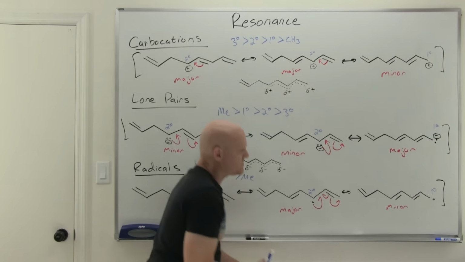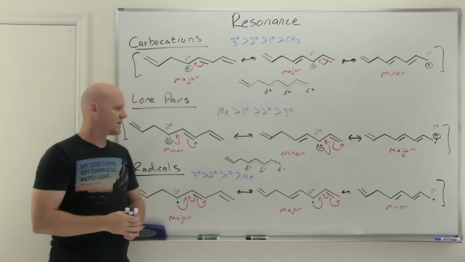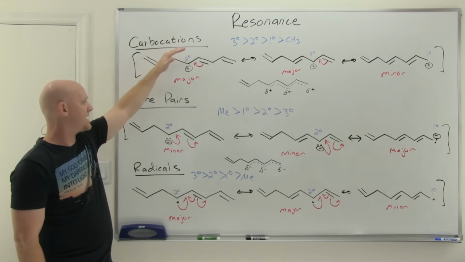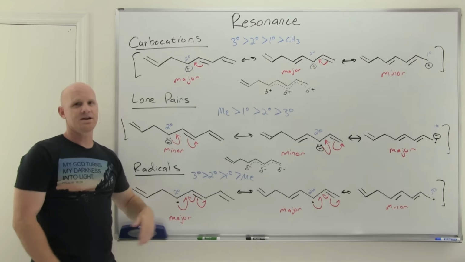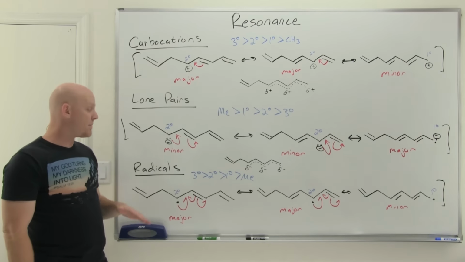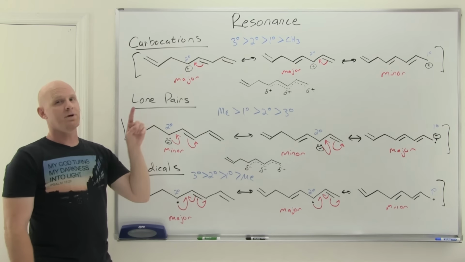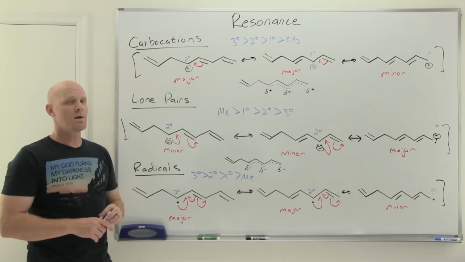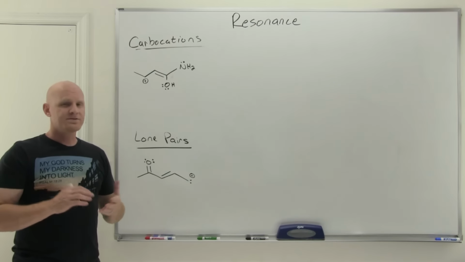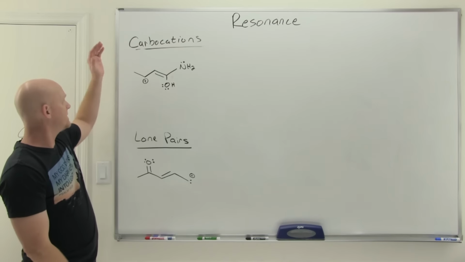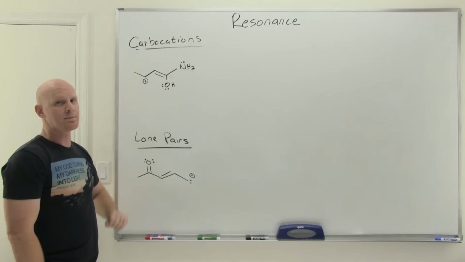Cool. Not usually as important something to diagram out for radicals, but definitely for cations and lone pair stabilization at this stage. And once again, half of you guys probably won't even see resonance with radicals just yet, but it will show up before the end of the semester, I promise. All right, so we just want to work a couple more examples. There's a couple other things we need to show, one involving carbocations and then one involving stabilizing lone pairs.